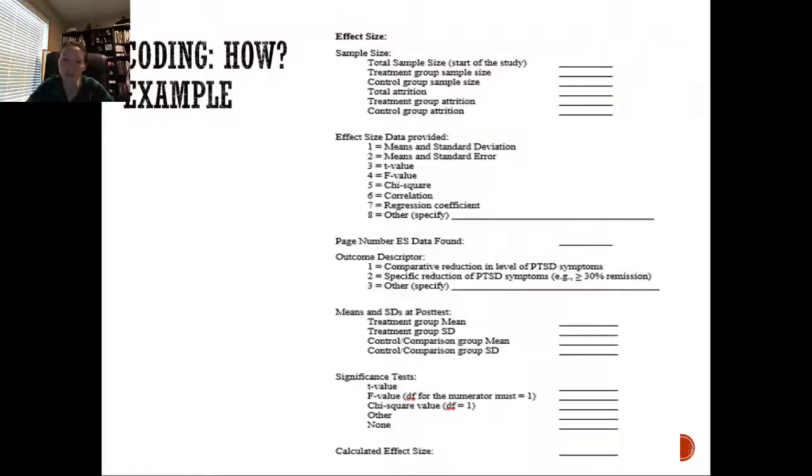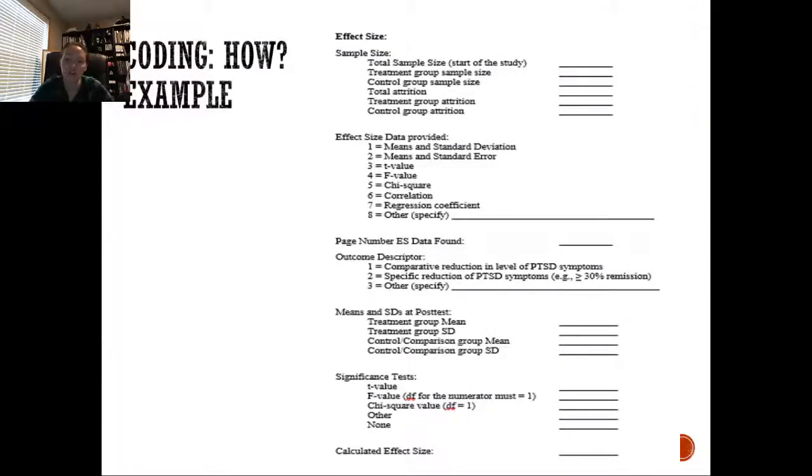We want to code the outcome descriptors. So are they comparing the reduction in the level of PTSD symptoms, or are they giving a specific reduction? Are they saying this group experienced a greater than or equal to 30% remission of symptoms over the course of the treatment? More often, you're going to find it coded as a comparative reduction because they're going to compare those post-test scores and give you means and standard deviations on those.